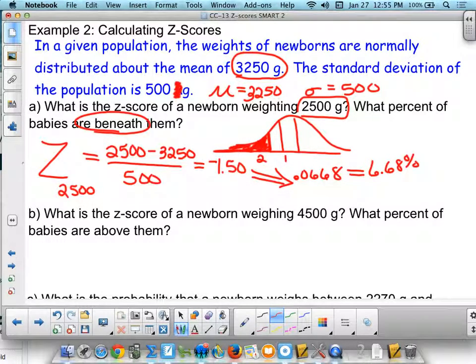6.68% weigh, what do they weigh? Would you say less? Okay. 6.68% weigh less than that baby that we just came up with. Now this baby, that is tiny. That's a tiny baby. 6% weigh less than that baby.